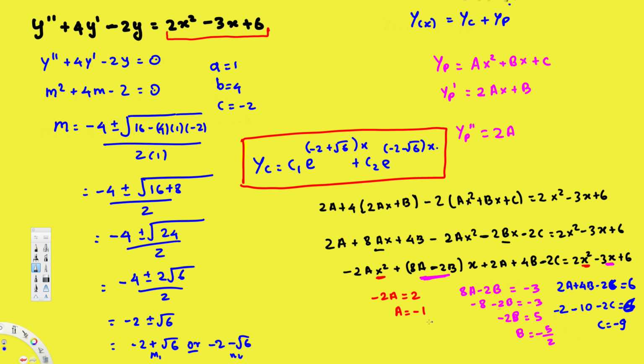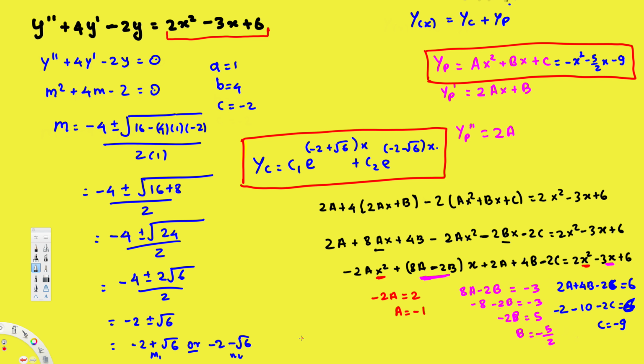Okay, now we have the a, b, c values. We can write our particular solution. Our particular solution is going to be a times x squared, that's negative x squared, plus b times x, and b is negative 5 over 2, so negative 5 over 2 x, and plus c, which is negative 9. Now we have the particular solution and the complementary solution. Therefore our general solution is going to be the addition of these two.